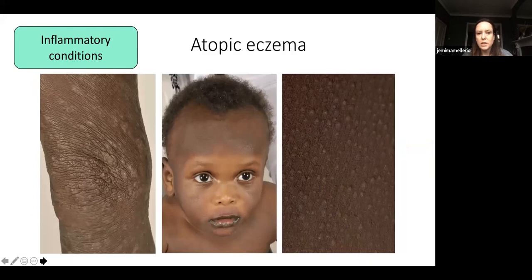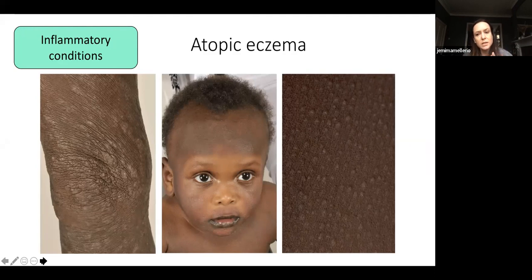And often in darker skin types, that lichenification is quite marked, that you can see there on the left. And often it'll leave behind some post-inflammatory hyperpigmentation. So the skin becomes darker where it's been inflamed with the eczema. And this little boy in the middle shows a sign that's very typical for eczema, and that is that you get sparing of the tip of the nose. So even if you've got very extensive eczema, the nose is a site that tends to be spared.